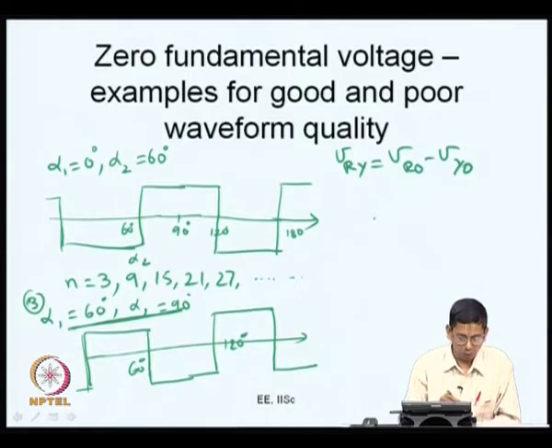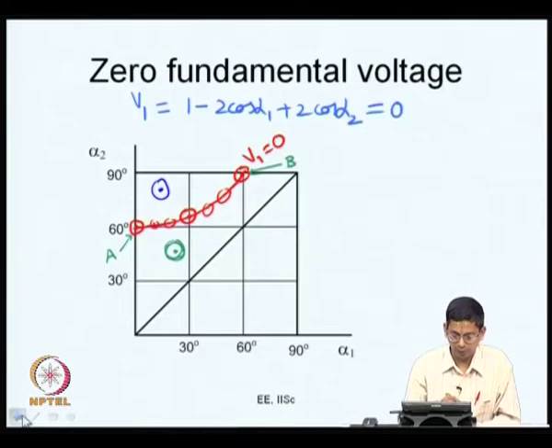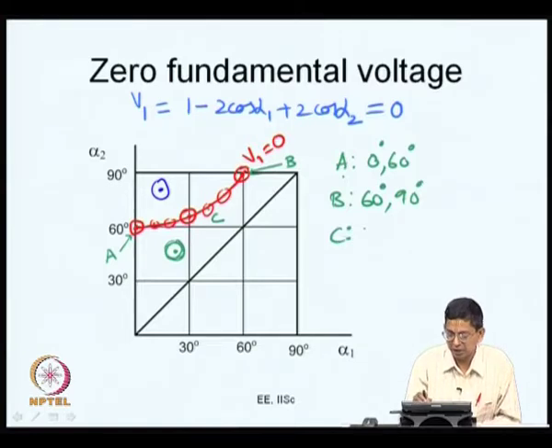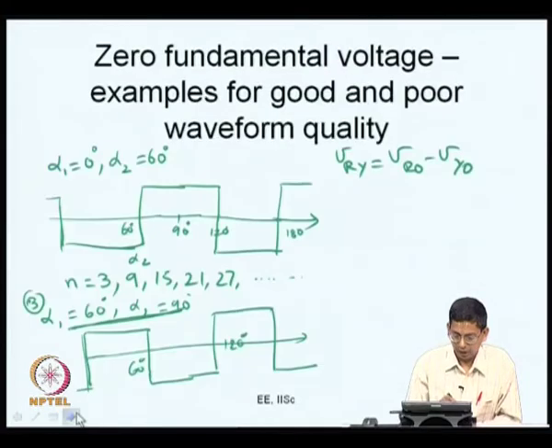Right. Now, what can be bad? Let us take something like this. You take a point here, I will call it point C. A is 0 comma 60 and B is 60 comma 90, and C is, let us say, 36 degrees. If you plug in 36 degrees, you will get 72 degrees as the output, as alpha 2 here. So, if you consider 36 comma 72, this is the point C.